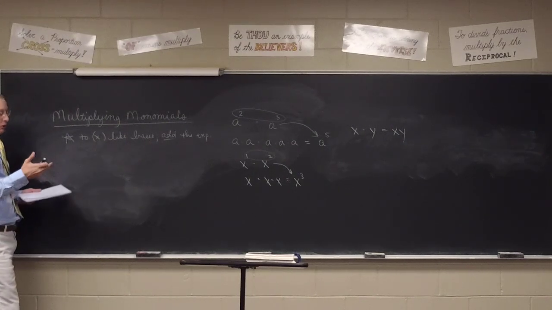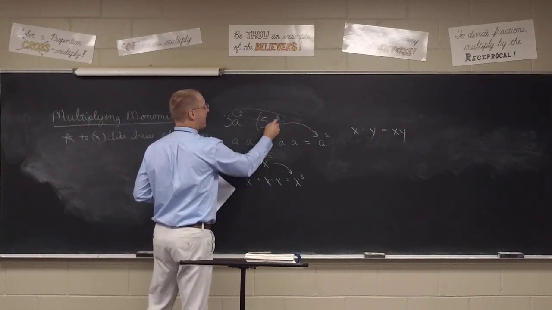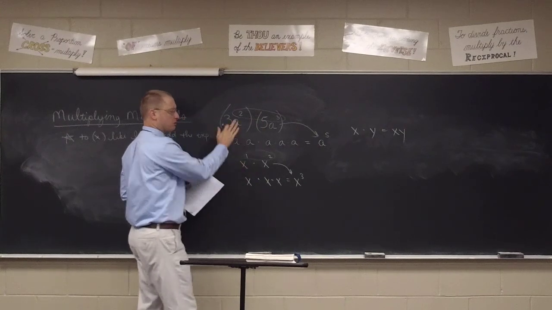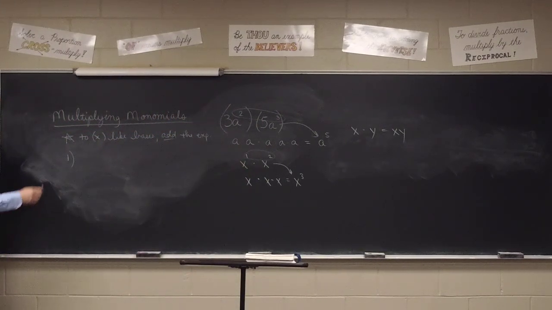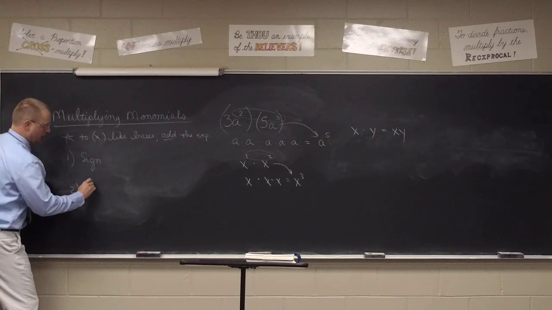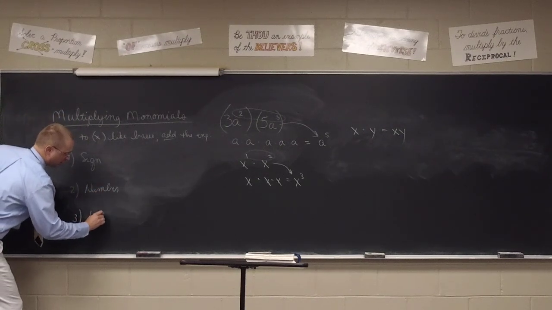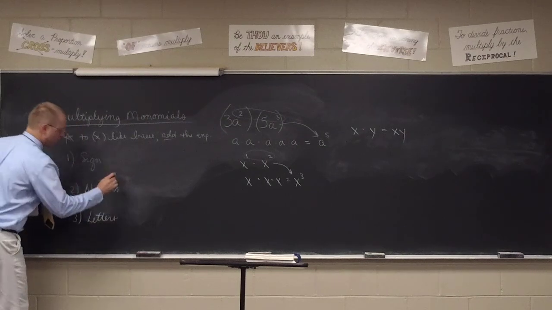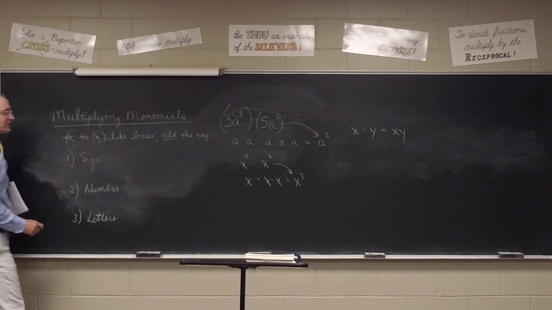But what about monomials in general? Something like, for instance, 3a squared and 5a cubed. What if I wanted to multiply those together? There are three steps that you need to know to multiply monomials. Step number one, sign. Step number two, number. And step number three, letter, or letters. Remember plural. Sign, number, letters. And Lana's having flashbacks to pre-algebra. Three steps to multiplying monomials: sign, number, letters.